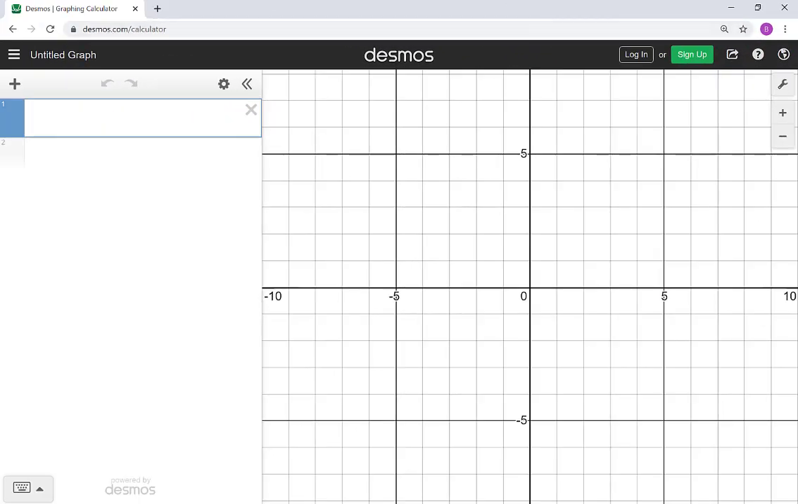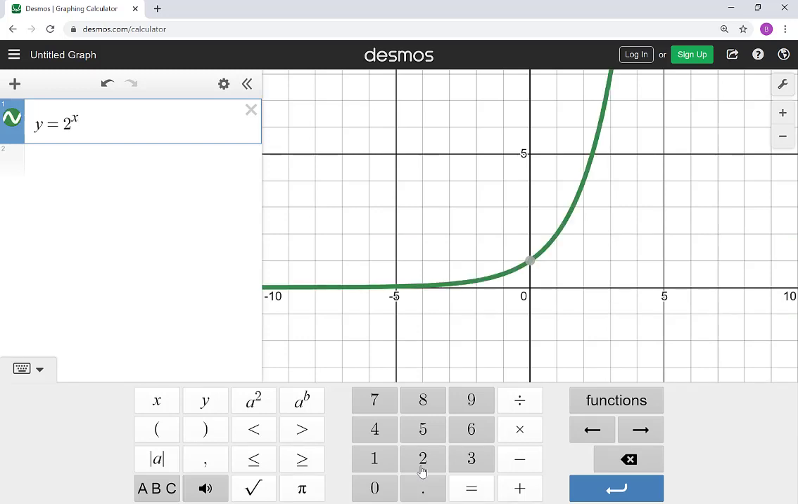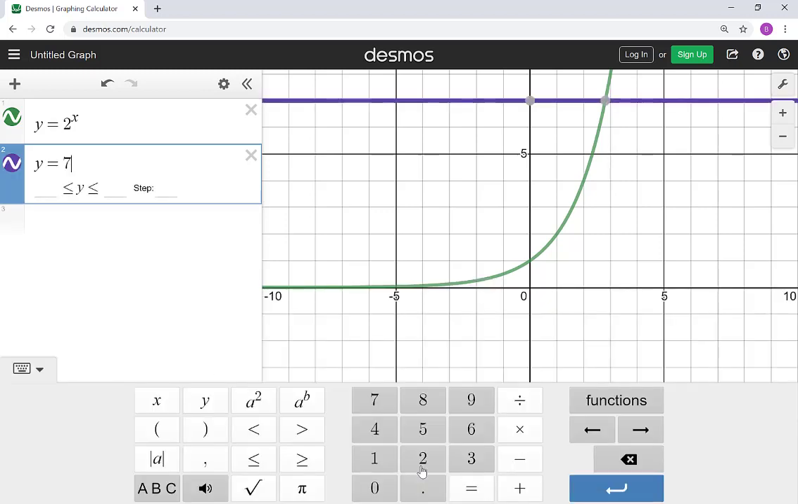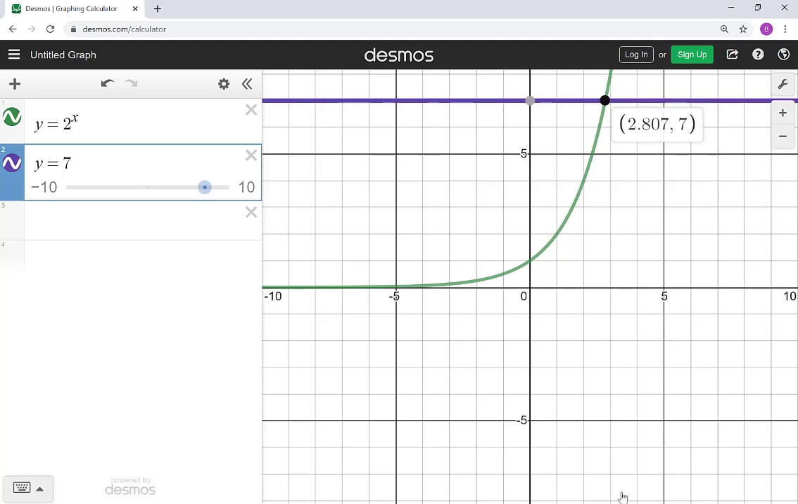So we go to Desmos. So in Desmos I hit y equals 2, hit our exponent button, and then hit x. And there's our graph of y equals 2 to the x. And then I'm going to compare it to y equals 7. And then hit enter. Next, all I have to do is click on the point of intersection. And you see that the exponent that works is 2.807. So that's the intersection, or the x value that we're looking for.